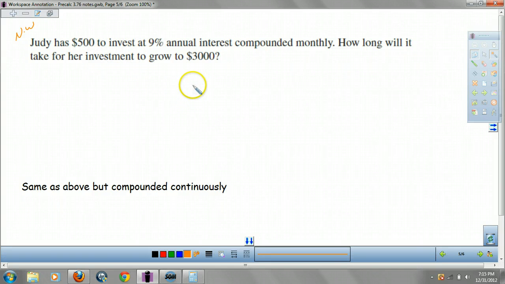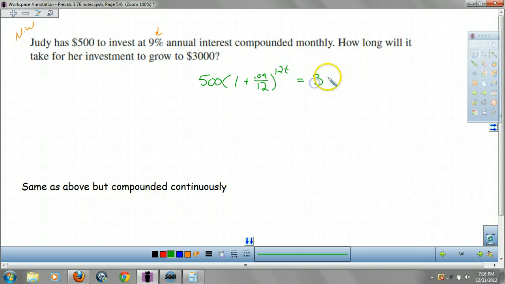Judy has 500 bucks invested at 9% annual interest compounded monthly. How long will it take to grow to 3 grand? So, here's the setup. You have your 500 times your 1 plus your rate over how many times is it compounded a year? 12, monthly, to the 12 times t. We don't know how many years, right? So we want to know how long it's going to take for that to be equal to $3,000.